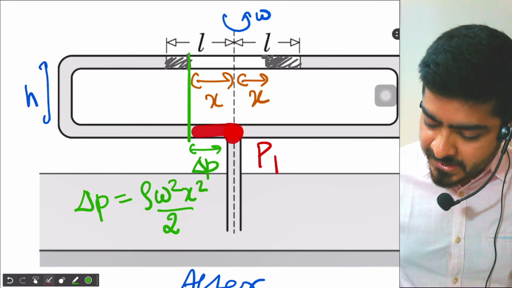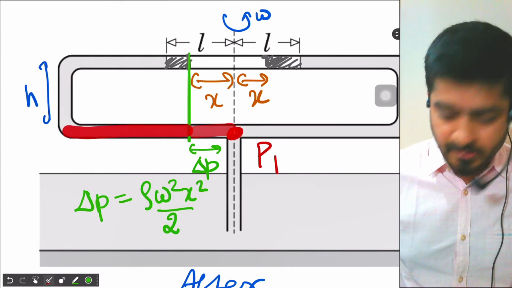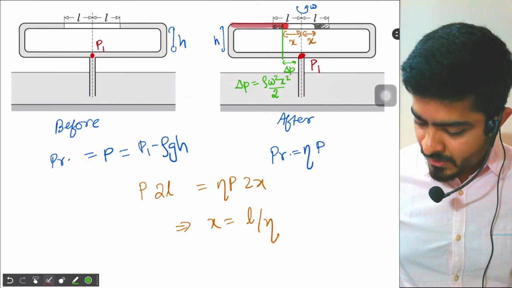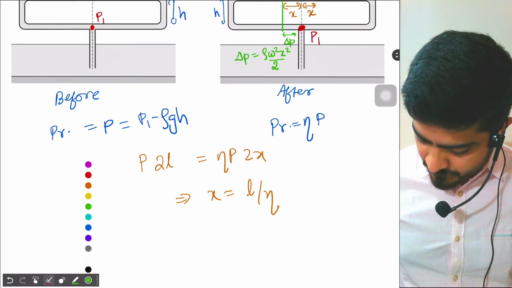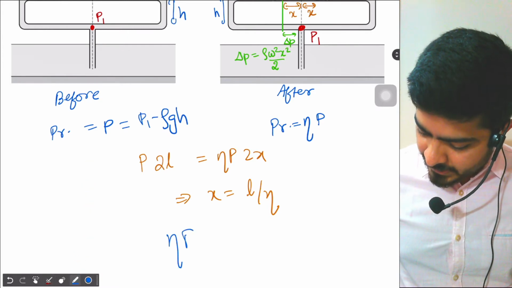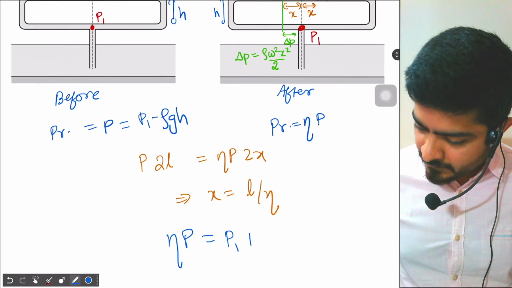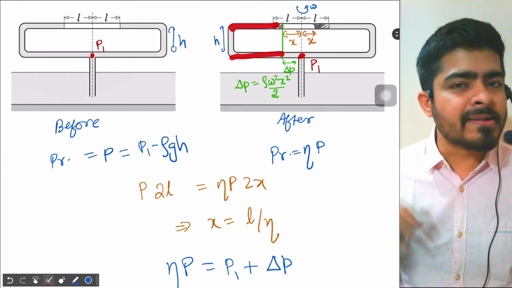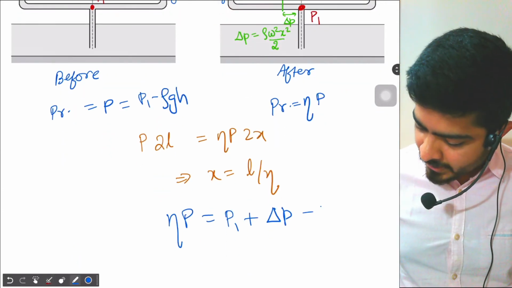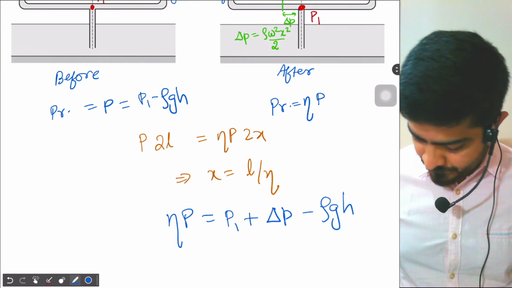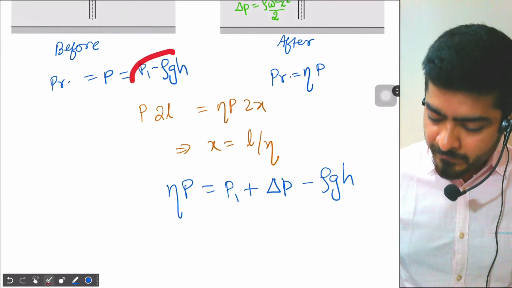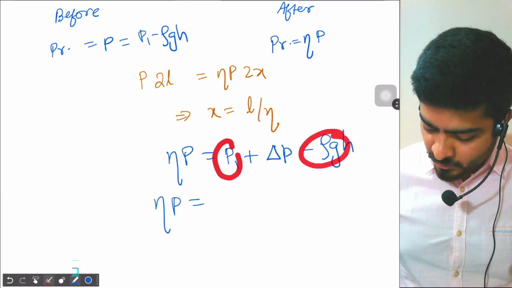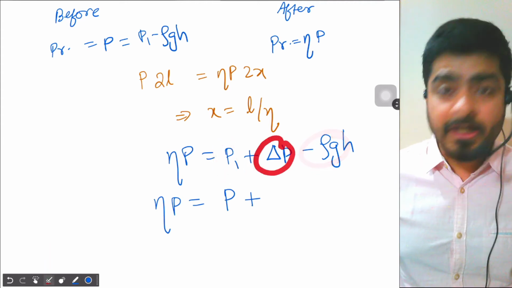P1 plus delta P plus something minus rho GH minus something equals the pressure over here. So we write down the final pressure. Eta P is the final pressure, so that will be equal to P1 plus delta P. Plus something and minus something is cancelling out, we don't need it, so simply we write down minus rho GH. Now P1 minus rho GH is equal to P.